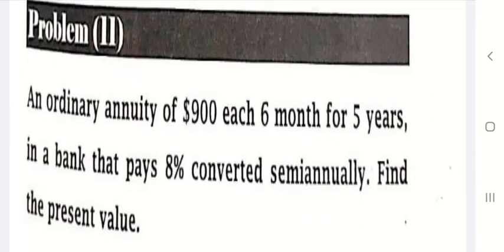Problem number 11. An ordinary annuity of $900 each 6 months for 5 years in a bank that pays 8% converted semi-annually. Find the present value. We need to get the present value for R equal $900 and the total time 5 years, and because of the annuity each 6 months, N will be equal to 10, 5 times 2 equal 10, and J is 8% converted semi-annually, so J equal 8%, M equal 2, and I will be equal to 4%.